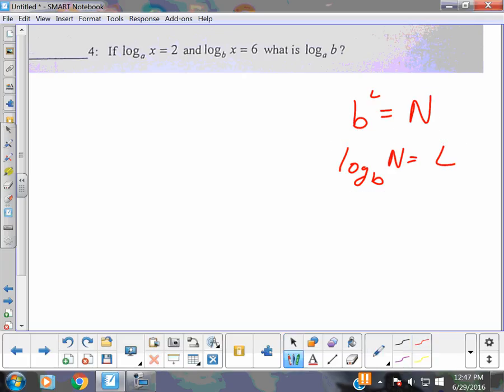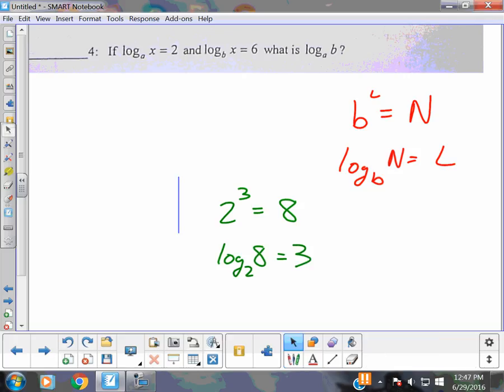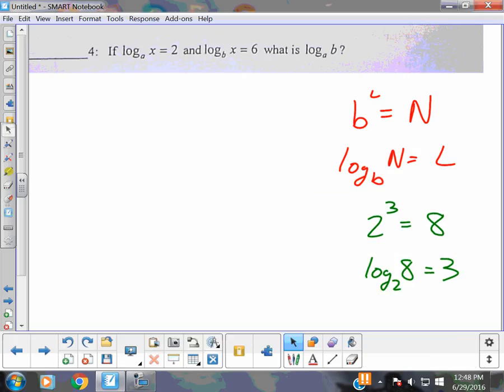The easiest way I do it with students usually is to use numbers. We all know that 2 cubed equals 8. Well, how do you get the 3 down? To get the 3 alone, we say: when you have a base of 2 and the result is 8, the exponent is 3. You have to know that about logs. It is something that we do at the end of Algebra 2 and Pre-Calc.